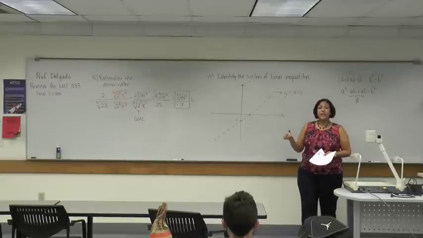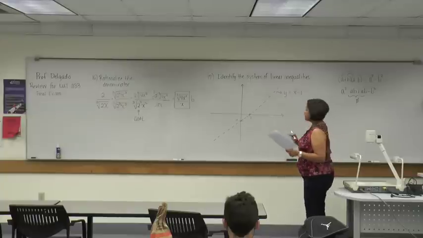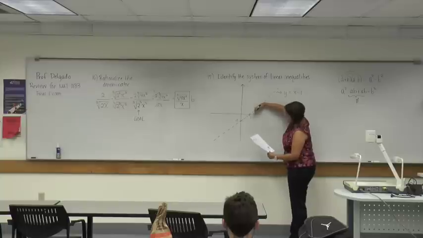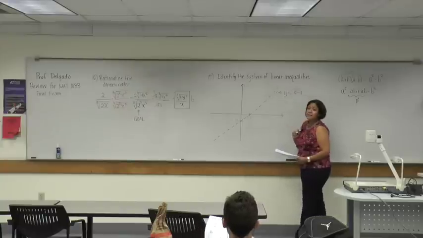Now that's the equation of the boundary line, not of the inequality. So now if you look at your graph, you see that the shading is below this line. You see how the shading is below? That tells you that the inequality symbol here is going to have to be the less than symbol.